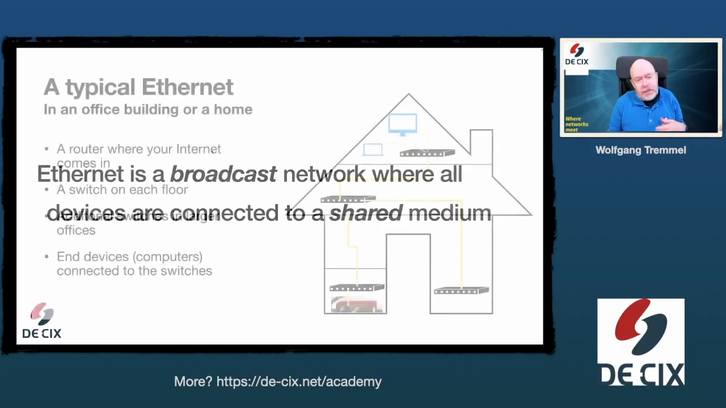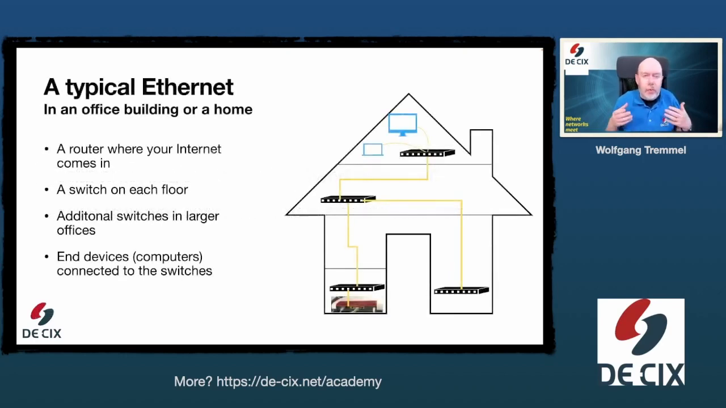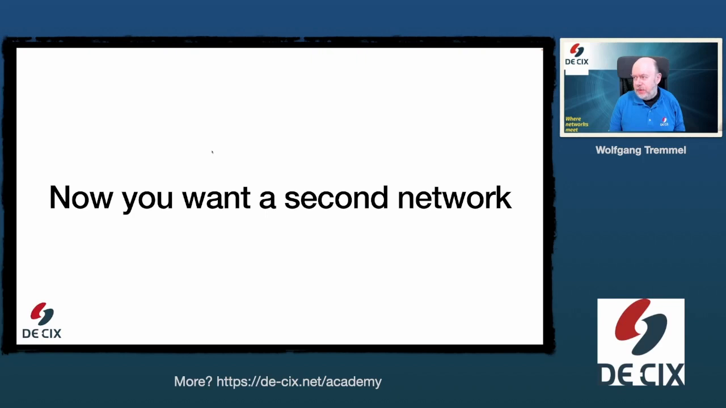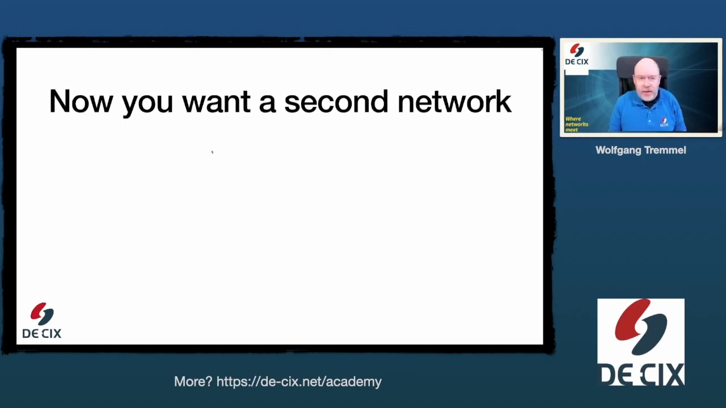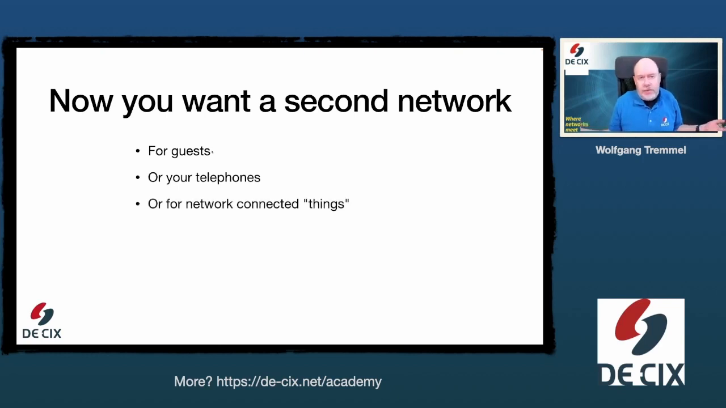And perhaps sometimes you do not want that. You might want to have, for example, guests on a separate Ethernet or your telephones on a separate Ethernet. There is a need to separate Ethernet either for security reasons or for practical reasons. You want a second network in your home. I do have more than one network at home. I have a separate network for guests. You might also want it for your telephones if you use IP telephony, or if you run sensors, the Internet of Things.